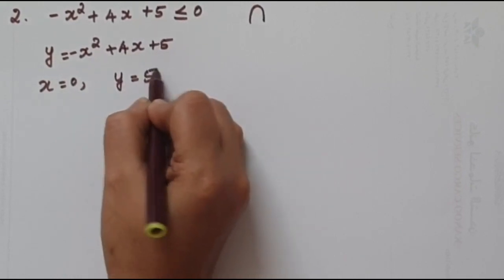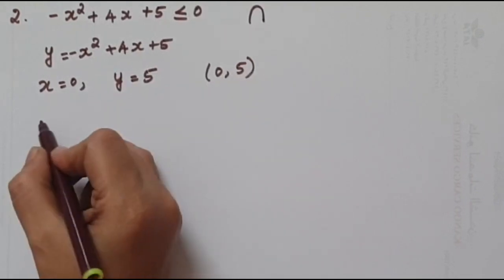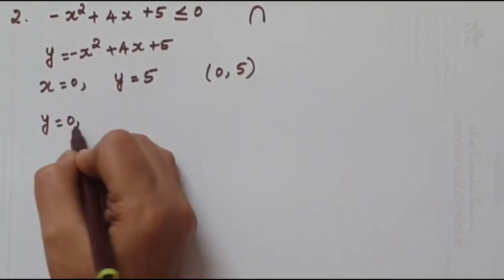So you'll have the value for y as 5. So we'll have our coordinate as (0, 5). Now our next step is y is 0.